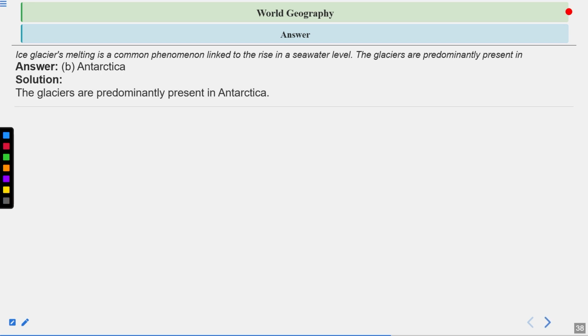The glaciers are predominantly present in Antarctic. If you go to Antarctic, you will find the largest glaciers all over the world, like the Lambert-Fisher glacier, that is the largest glacier in the world. Other than that, the Thwaites Glacier is also present in the Antarctic, and it is famously known as the Doomsday Glacier. So the correct answer is B.